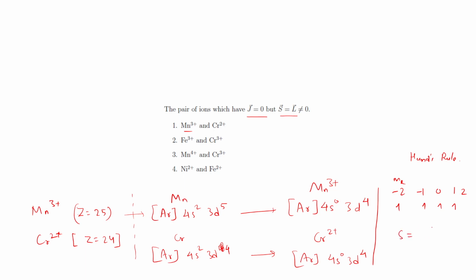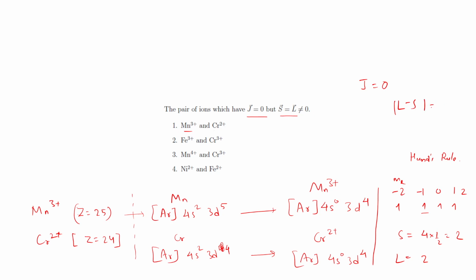So S is equal to 4 times half, which is 2. L is equal to the sum over all this: minus 2, minus 1, plus 0, plus 1, and we have to take the magnitude of that. So L equals 1. So we need J equal to 0, right? For J equal to 0, what we need is L minus S, and L is not equal to 0.